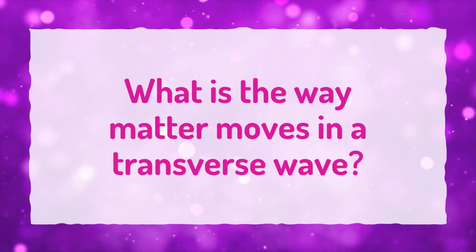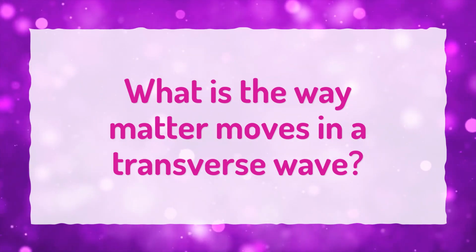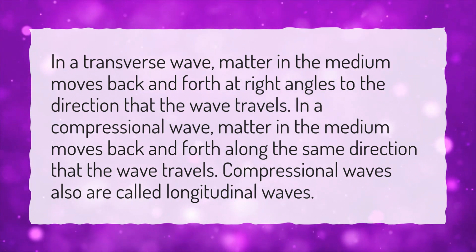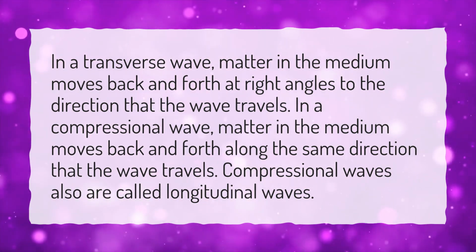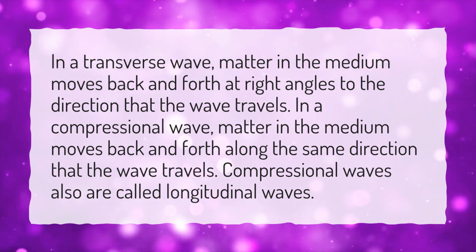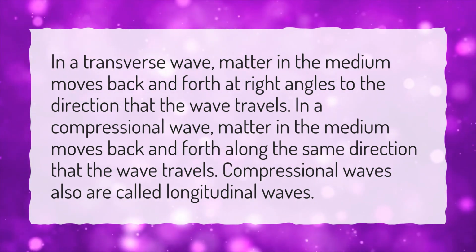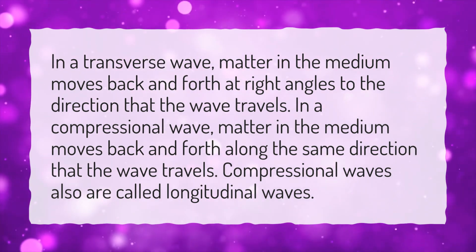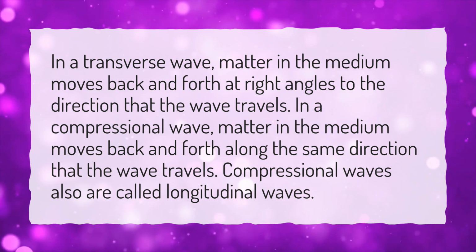What is the way matter moves in a transverse wave? In a transverse wave, matter in the medium moves back and forth at right angles to the direction that the wave travels. In a compressional wave, matter in the medium moves back and forth along the same direction that the wave travels. Compressional waves also are called longitudinal waves.